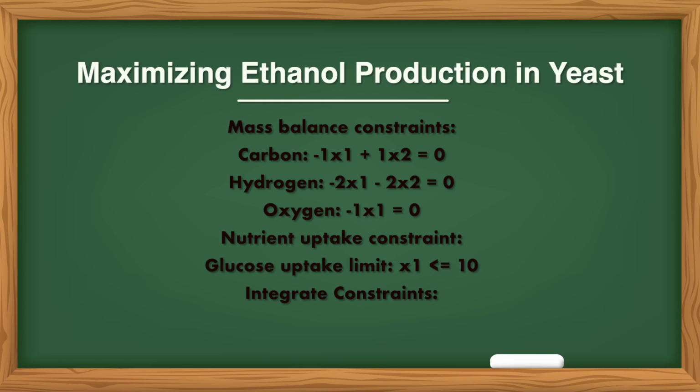Now, let me also write the constraint for the glucose uptake rate. It should be less than or equal to 10 millimole per gram dry cell weight per hour. Now, we have to combine all these objective functions as well as the constraints, formulate a particular mathematical model and give it to some programming.